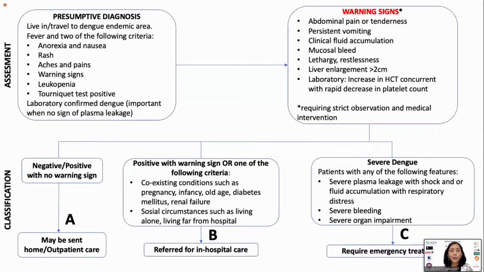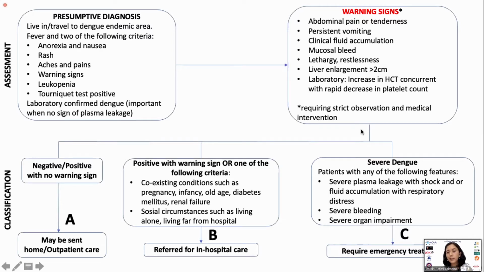If no warning signs appear, then the patient should be considered ambulatory and can be managed at home with education, and we classify this as group A management. Those presenting with warning signs need to be observed in hospital, and we also need to see whether there are any coexisting conditions, such as infancy or, for example, overweight, or any social circumstances that need to be observed carefully.